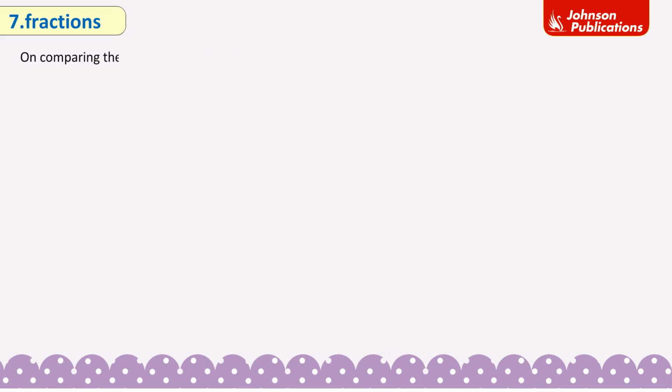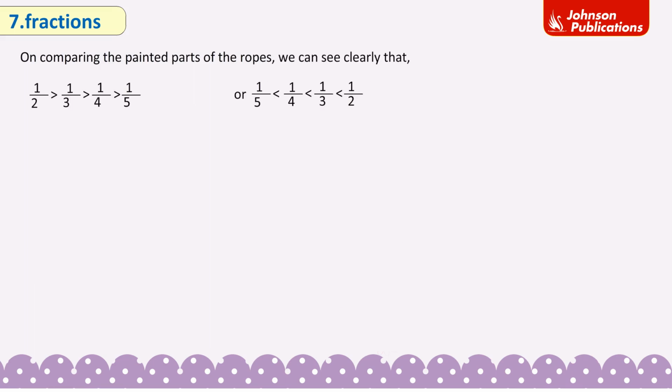On comparing the painted parts of the ropes, we can see clearly that 1 by 2 is greater than 1 by 3. 1 by 3 is greater than 1 by 4. 1 by 4 is greater than 1 by 5. Or 1 by 5 is smaller than 1 by 4. 1 by 4 is smaller than 1 by 3. 1 by 3 is smaller than 1 by 2.